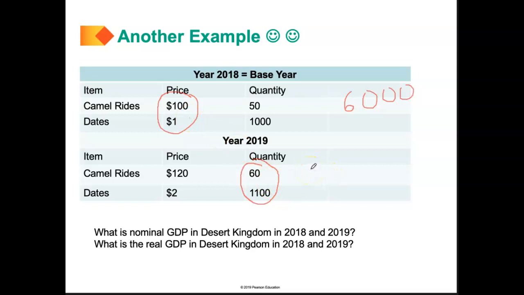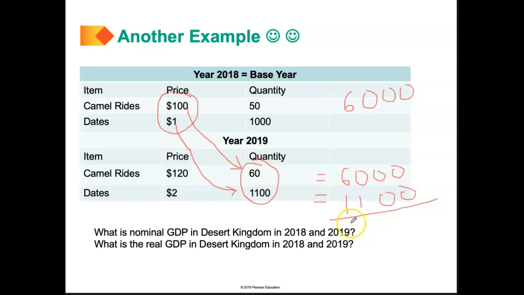So in that sense, it's going to be 60 times 100, and it's also going to be 1 times 1,100. So 60 times 100 is basically 6,000, plus 1,100, and that should be 7,100. So real GDP in 2019 is basically 7,100.